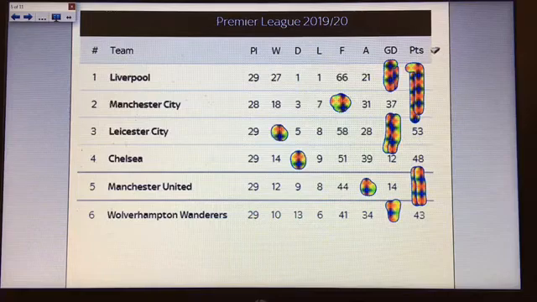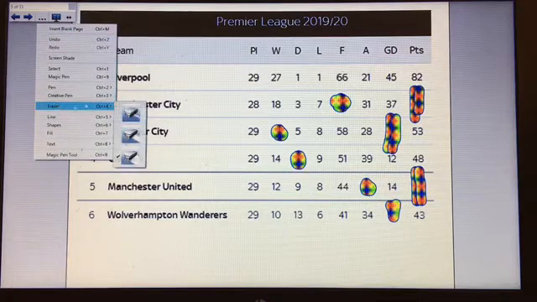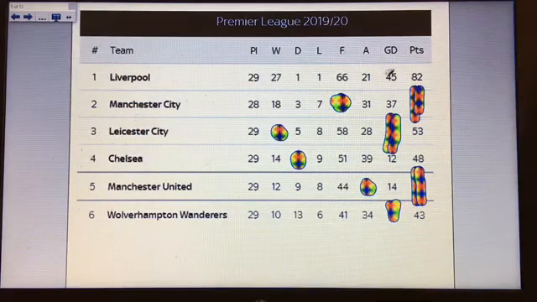Okay, so I'm going to start wiping this away. So I'll explain just a couple of the columns as we go. So for here, to find the goal difference, you'd subtract 21 from 66, and the points, they won 27, so you do 27 times 3 because it's 3 points for a win, and then you'd add the 1 point they got for the draw, which should make 82.